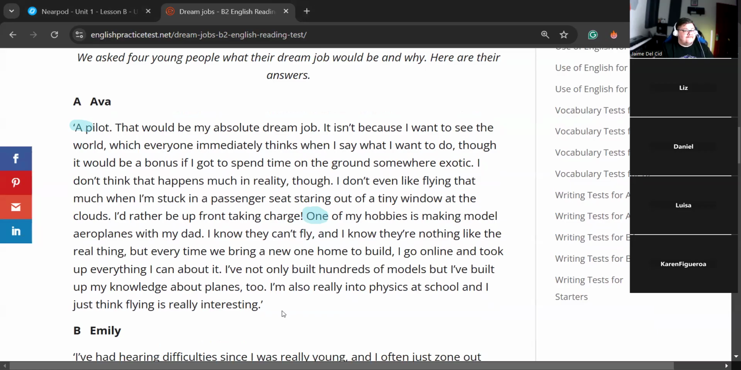One of my hobbies is making model aeroplanes with my dad. I know they can't fly, and I know they're nothing like the real thing. But every time we bring a new one home to build, I go online and look up everything I can about it. I've not only built hundreds of models, but I've built up my knowledge about planes too. I'm also really into physics at school, and I just think flying is really interesting.